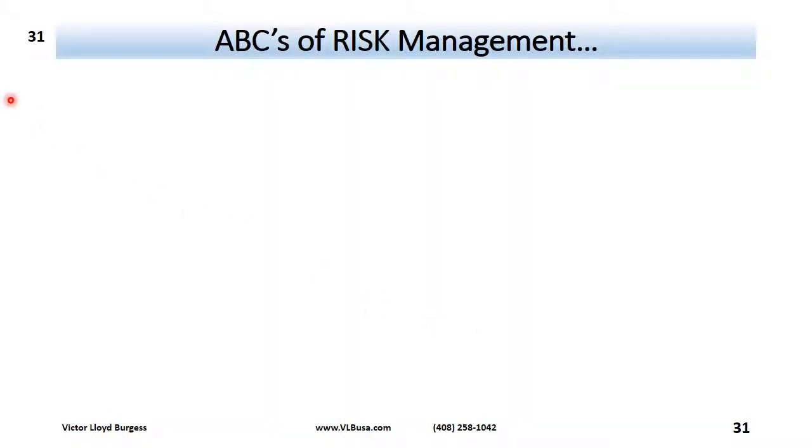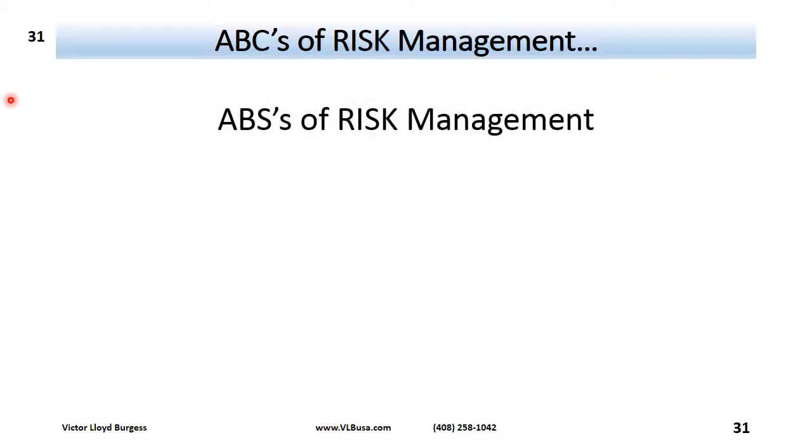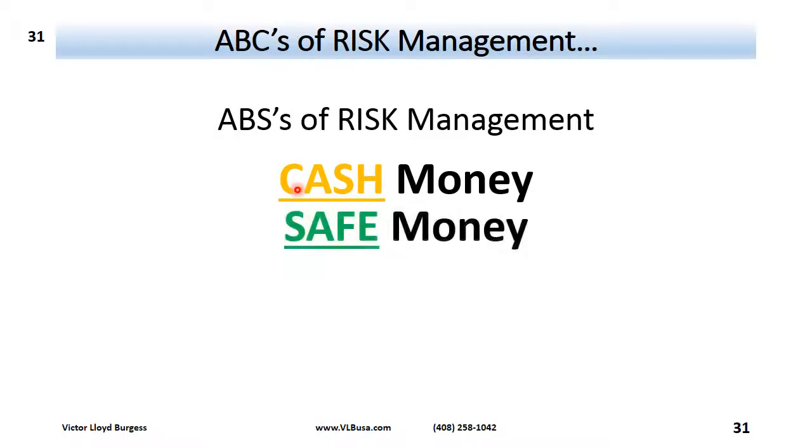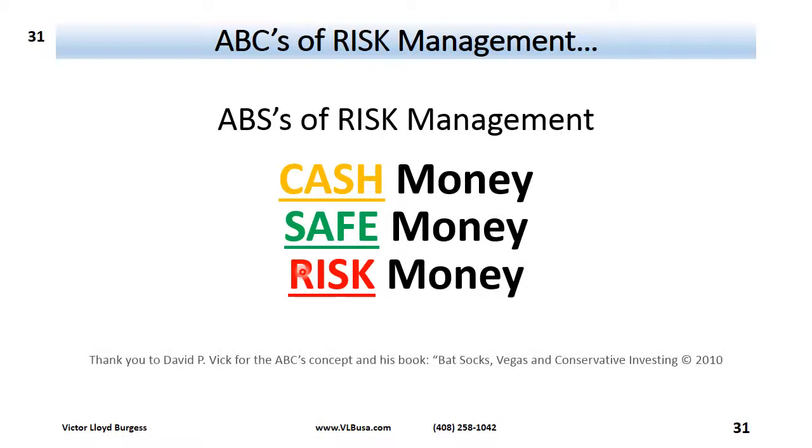Now let's look at the ABCs of risk management. ABCs of risk management. We have yellow for cash. That's our cash money. We have green for safe. That's our safe money. And we have red for risk money. That's money that's at risk.